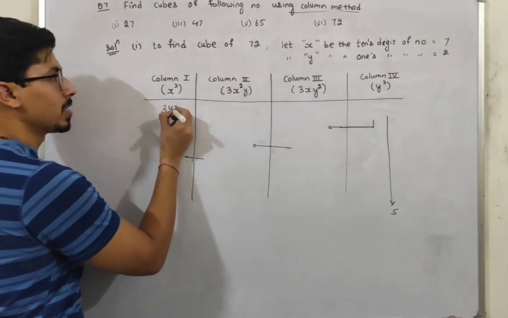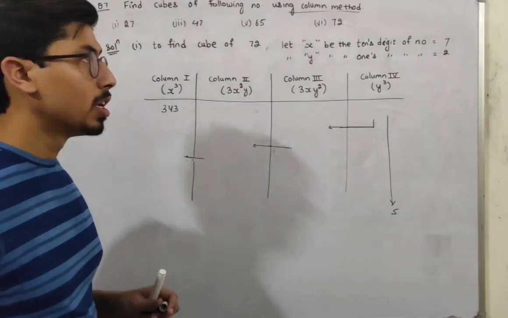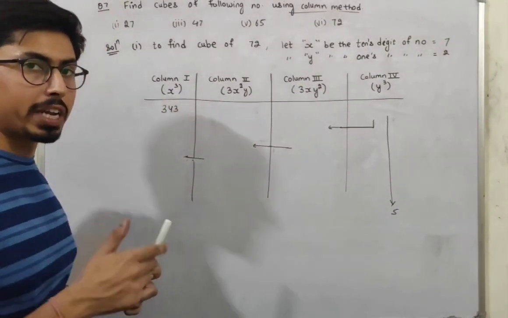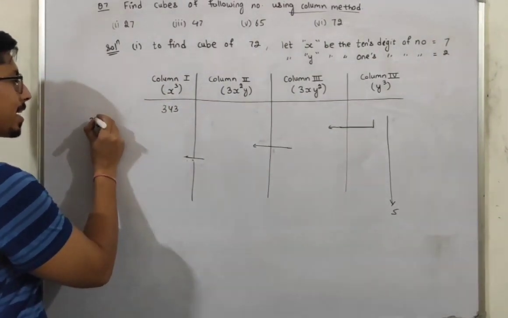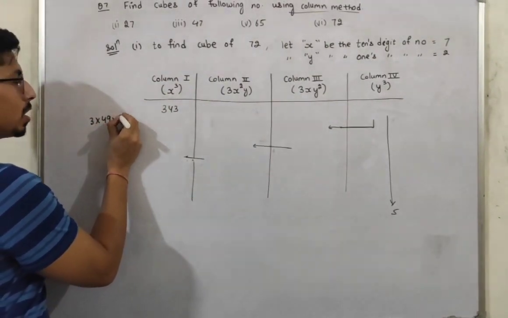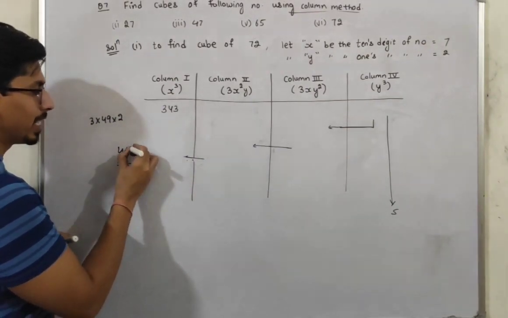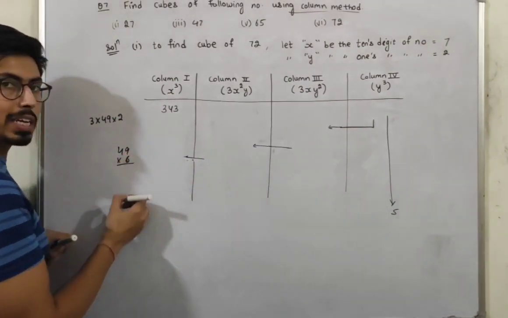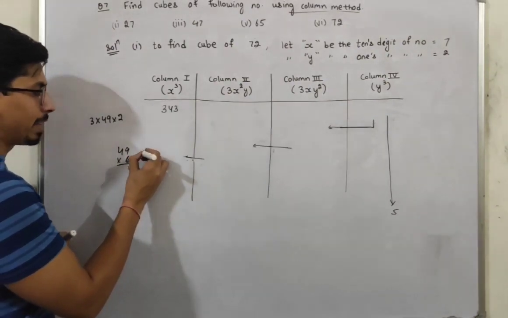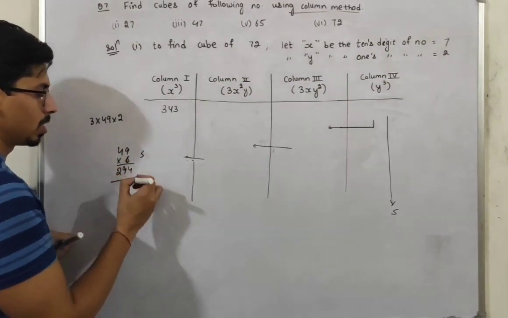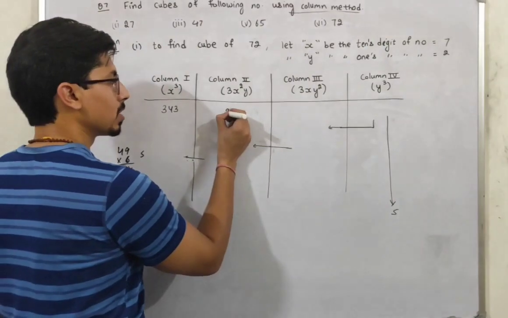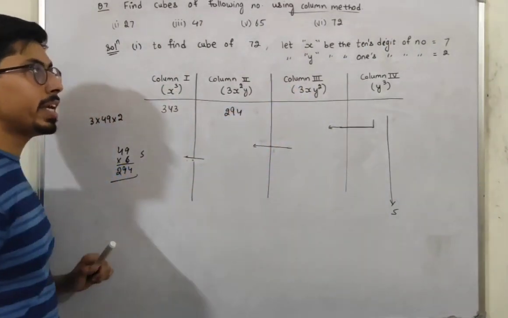We have already discussed. 3x square y. 3 as it is, x square will be 49. See, 3x square y, x square is 49 and y is 2. So 3 2s are 6. So when 49 is multiplied by 6, it will be, see, 9 6 is 54, 5. It will be 294 students.